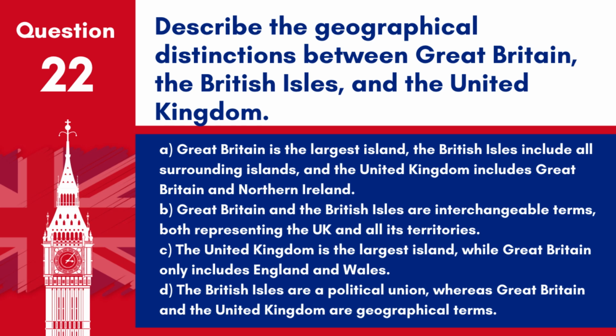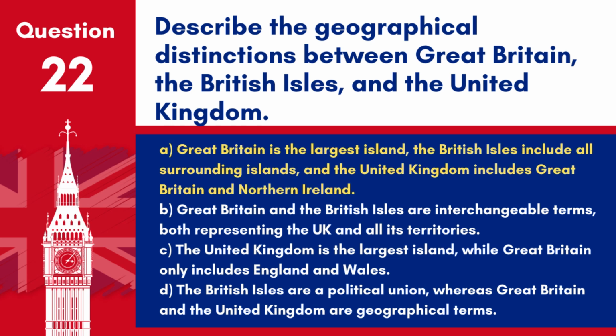A. Great Britain is the largest island. The British Isles include all surrounding islands, and the United Kingdom includes Great Britain and Northern Ireland. B. Great Britain and the British Isles are interchangeable terms, both representing the UK and all its territories. C. The United Kingdom is the largest island, while Great Britain only includes England and Wales. D. The British Isles are a political union, whereas Great Britain and the United Kingdom are geographical terms.